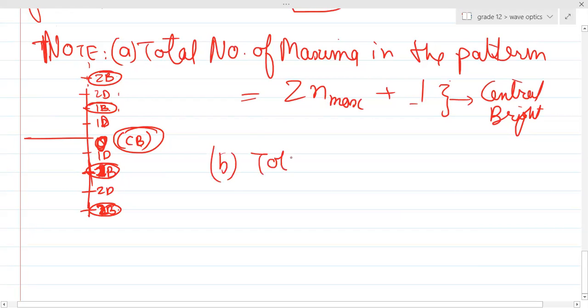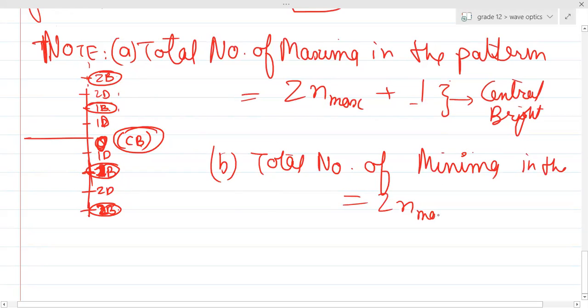Whereas what is the total number of minima found? Is there a plus 1 in the case of minima? No, right? For every two brights there will be one dark in between. So the total number of minima in the pattern will be equal to twice n max. It won't have a plus 1 over here. Is it clear?